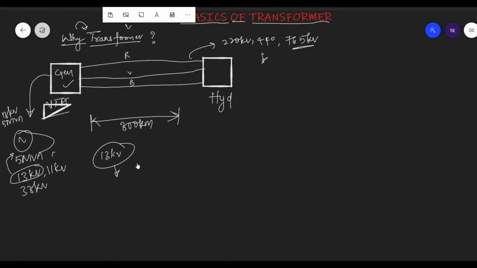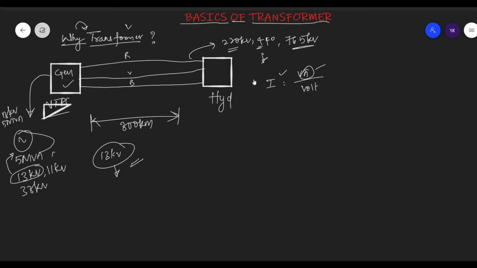But why do we need to step up this 13 kV voltage to some hundreds of kilovolts? Before getting into the reason, let me say this is a transmission line with a voltage of 13 kV, and we can write current equals the VA rating of the generator divided by the voltage rating of the generator. Here volt and volt get cancelled and the ampere remains at the end. So amperes is nothing but the current.